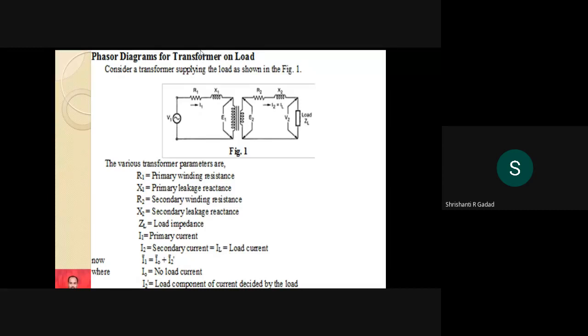Also a flux leakage, but in non-ideal transformer, these all losses will not.